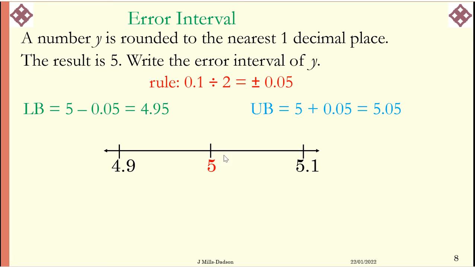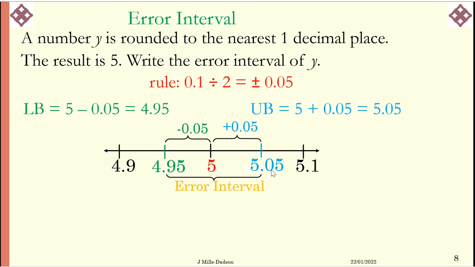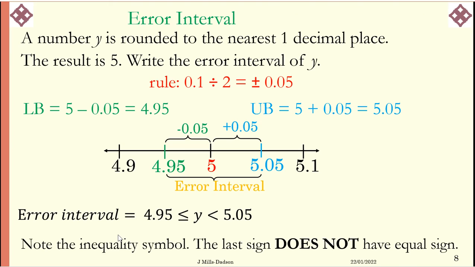So 5 will lie between 4.95, sorry. Okay, so since this is 0.05, we have 4.95 as the lower bound and 5.05 as the upper bound. So this is the error interval, and using inequality, this is what is supposed to be written.